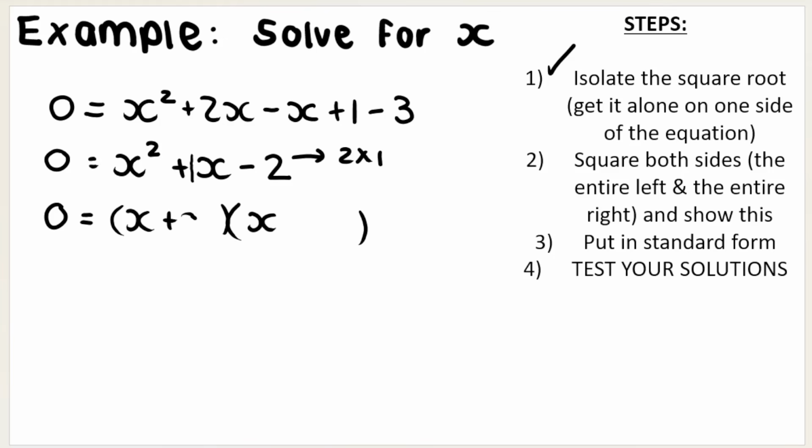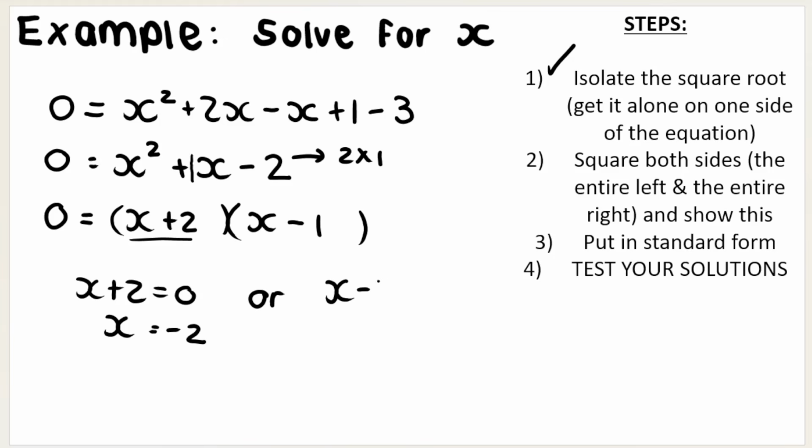It's going to be positive 2 and then negative 1. I have lots of videos on factorizing if you need help with that. And then we solve like normal. So when we have a quadratic equation, we take that bracket, make it equal to 0. So x plus 2 equals 0, so x is negative 2, or x minus 1 equals 0, so x is 1.